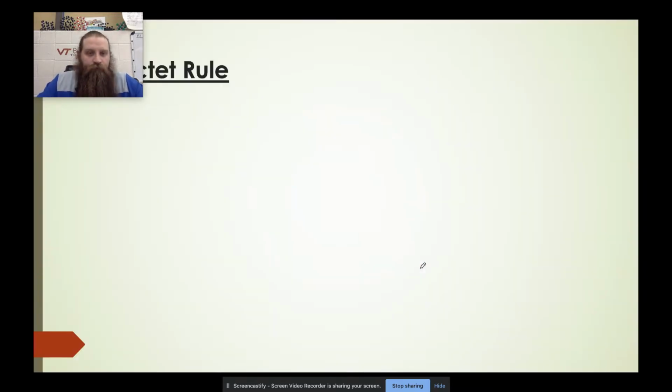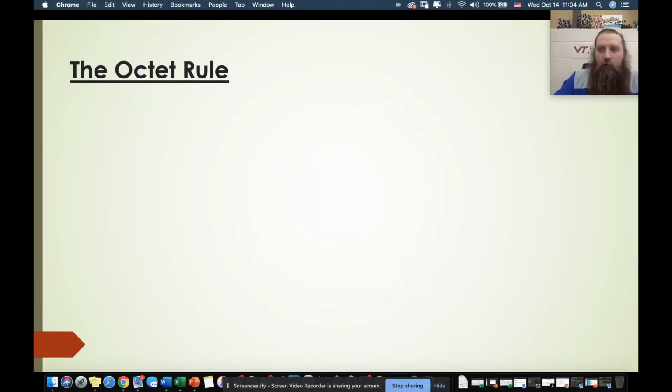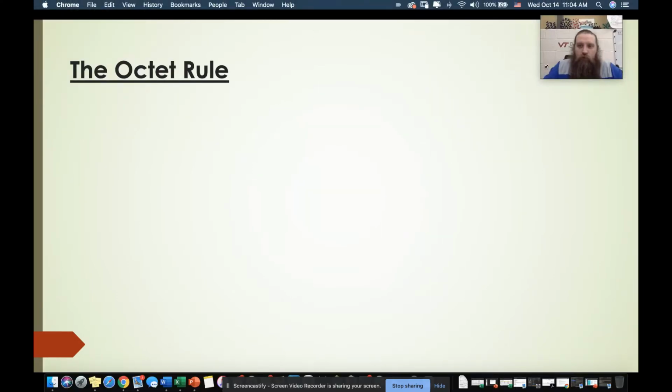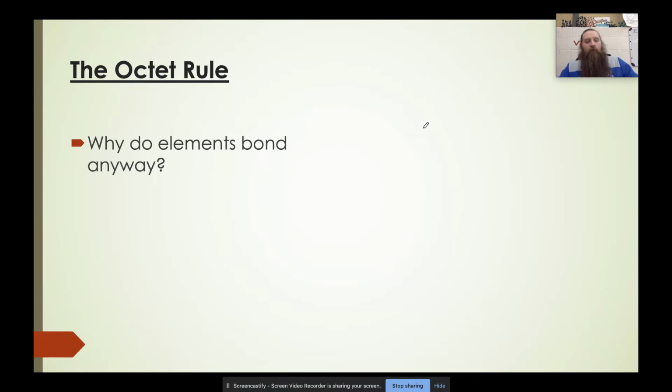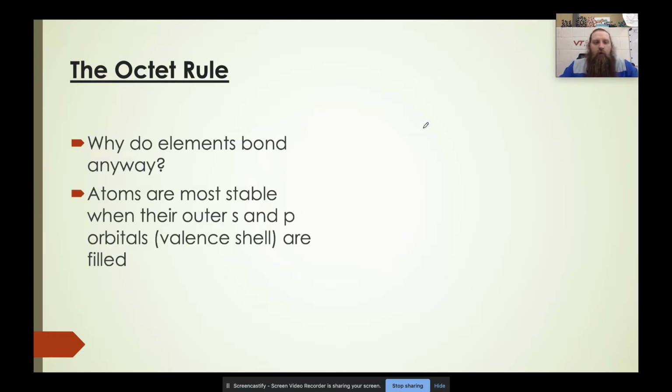Now, in order to talk about chemical bonding, we've got to talk about the Octet Rule just a little bit. Most of you probably know the Octet Rule already, but it is the answer to the question of why do elements bond? The stability of an atom is solidified when its s and p orbitals, the valence shell, are full. So when you can get 8 valence electrons as an atom, you want that. You're willing to form a bond.